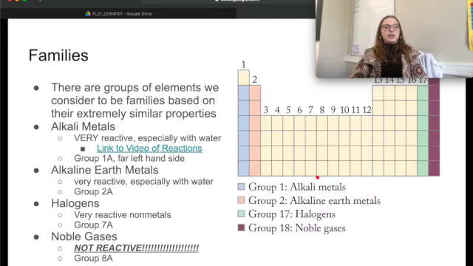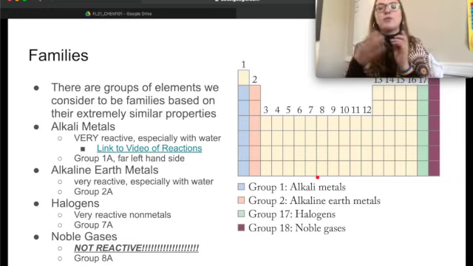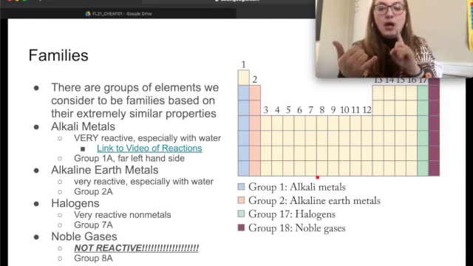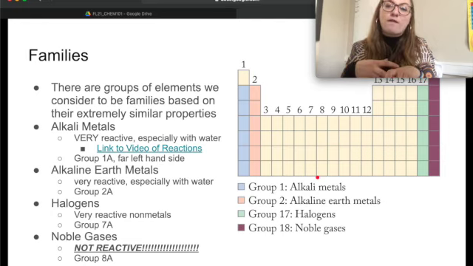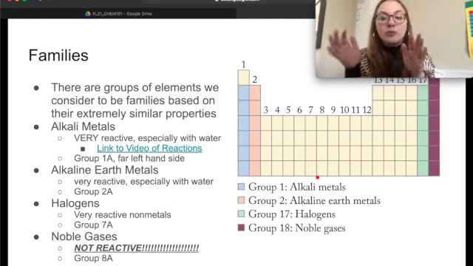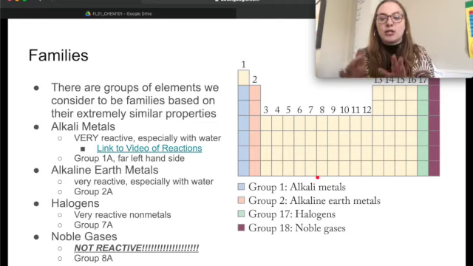So last but not least here, let's talk about families, okay? So we first talked about the type of atom or type of element we have being metal, nonmetal, metalloid. We've talked a bit about main group elements, so main group versus transition. And now the last thing you need to know about locations on the periodic table are families, okay? So we're going to talk a little bit about families here. So families are groups of elements that have extremely similar properties. So these are all going to be columns on the periodic table.